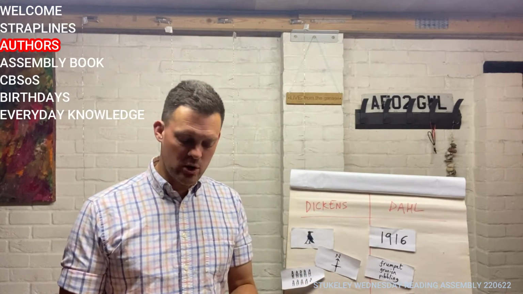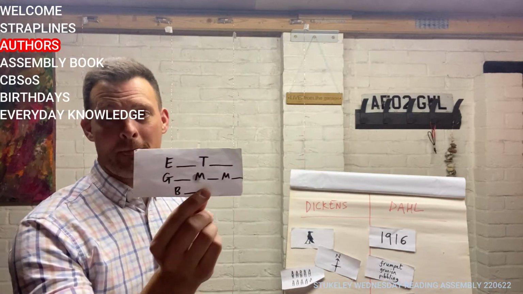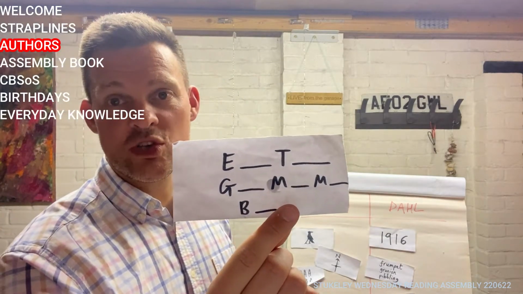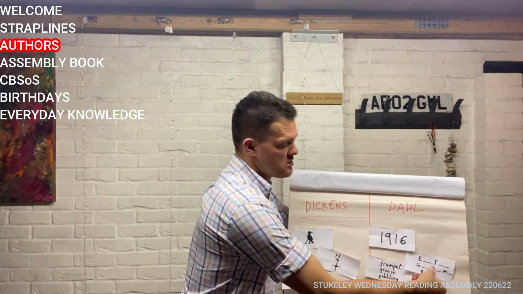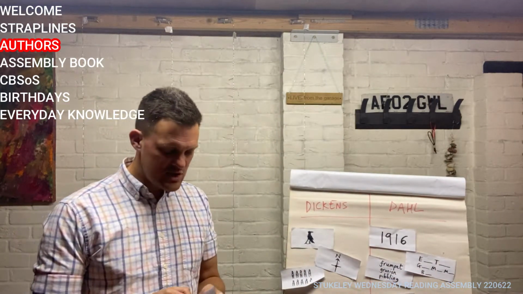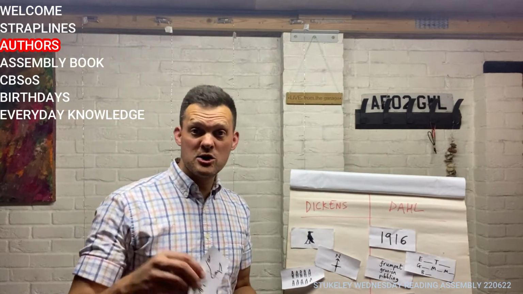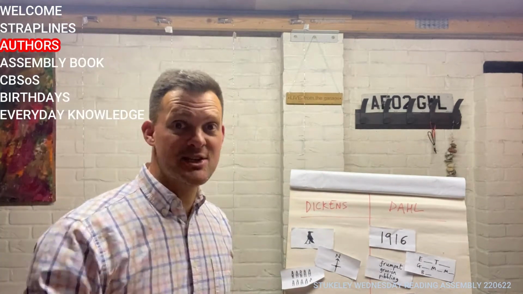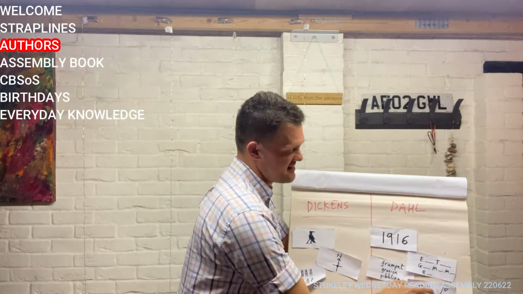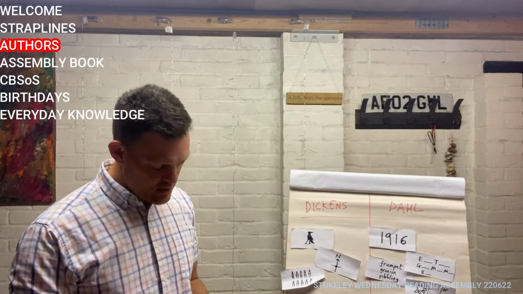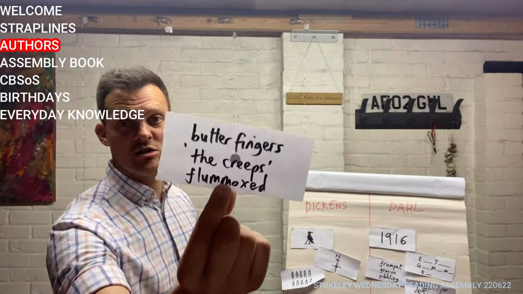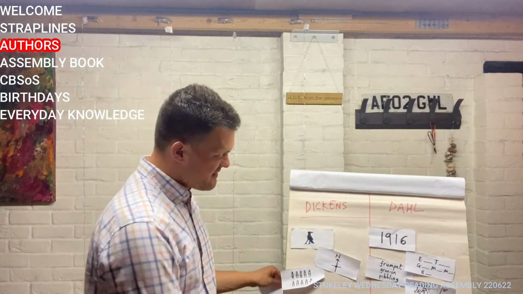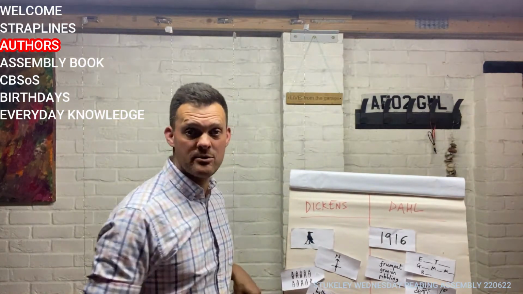Oh, here we have some books. I think we've got Esio Trot, George's Marvellous Medicine, and Boy. You might have gotten loads more Roald Dahl books. I hope you did. Oh, what's this next one? Roald Dahl lost the end of his nose in a car accident. Managed to get it back, though. Yeah, he did. What's this? Oh, yes. Here are some Dickens words. Butterfingers, the creeps, and flummoxed. They're all words that we use nowadays. Came from Charles Dickens.